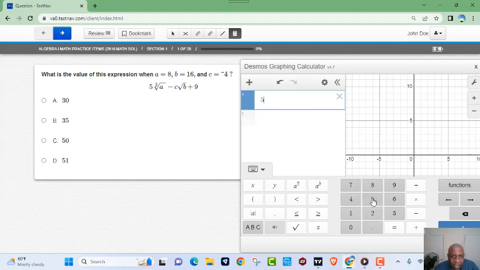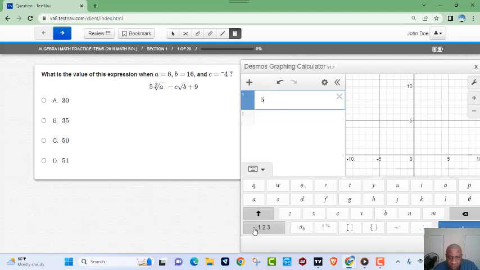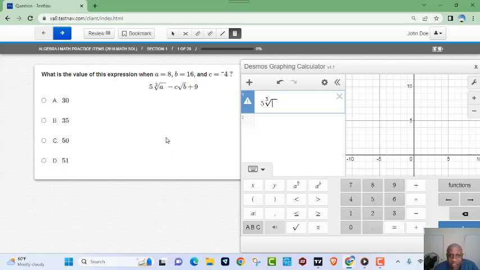So we have 5. Then it says the cube root of C. In order to get cube root, you can simply type C, B, R, T. And you see we get a cube root there. And it says the cube root of A. A is 8, so I'm going to enter 8 there. Then it says minus, so let me put my minus in, minus -4. I just like to put it into parentheses just to make sure everything is clear.